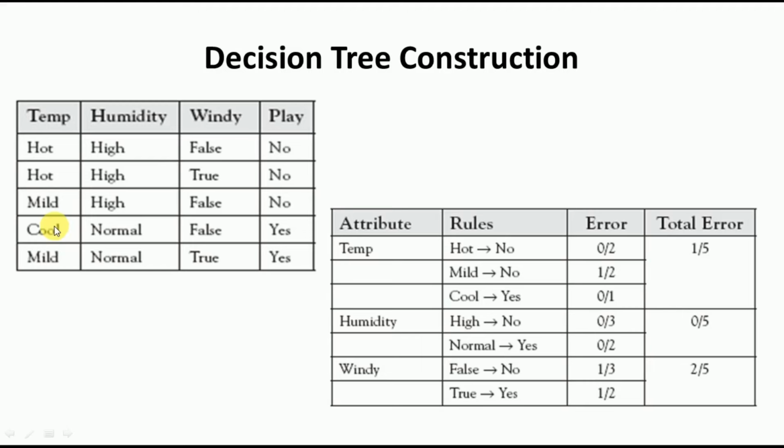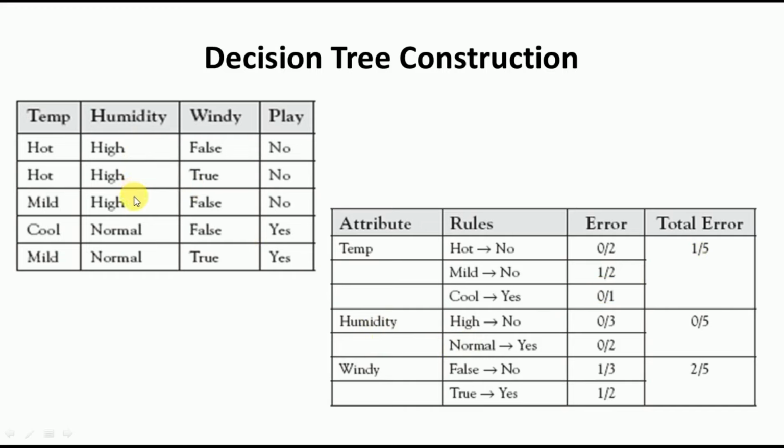If you consider cool here, it is appearing only one time. Whenever it is only one time, there is no question about the other thing, there is only one possibility, that is yes here. So cool is equivalent to yes. When you make cool equivalent to yes, that's a correct decision. So there are no incorrect decisions here. So what is the total error? 1 divided by 5.